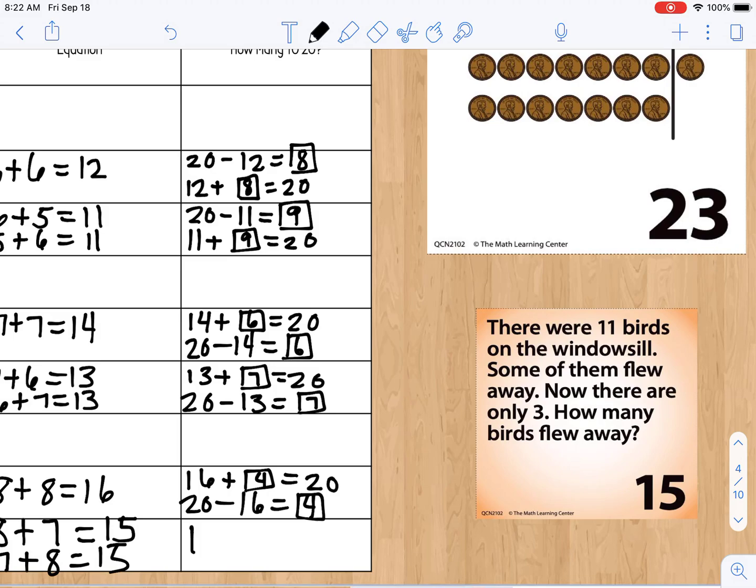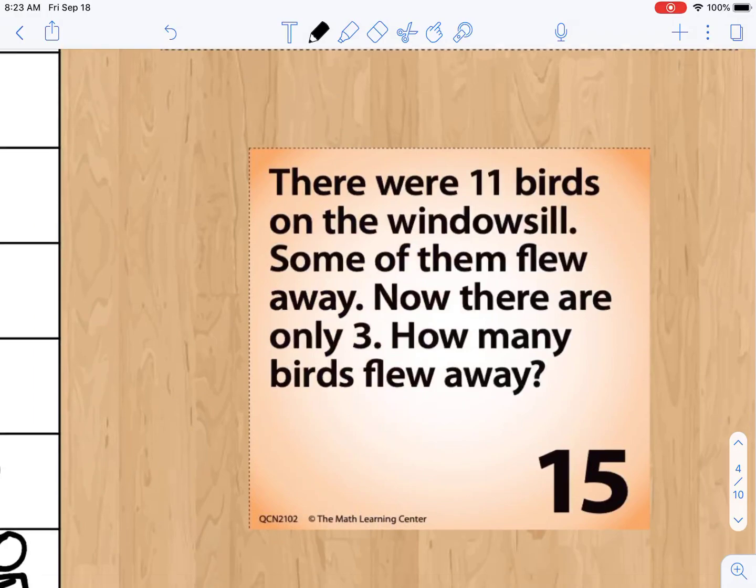Yeah, so if we have 15 and we add 5 more, we would get 20. Another way we could solve for how many to 20 would be to take the 20 that we want minus the 15 that we have to get 5 pennies to 20. Nicely done.